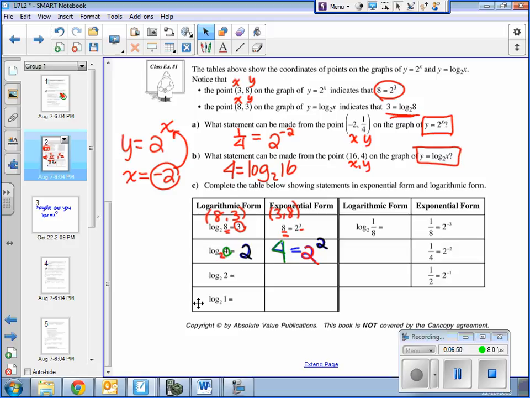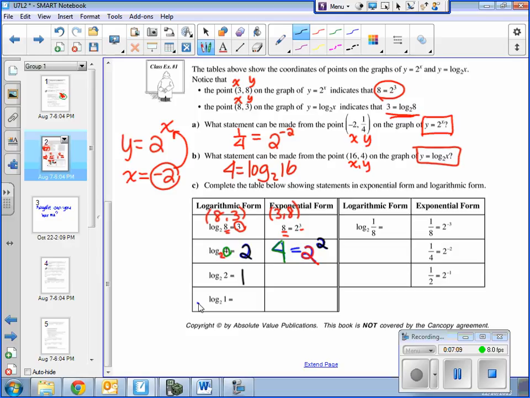Okay, let's do this next one. Log of 2 base 2. Give me a value for that. So it'll be log of 2 divided by log of 2, which should be what? If you divide anything by itself, it should be 1. Okay, so log of 2 base 2 is equal to 1.